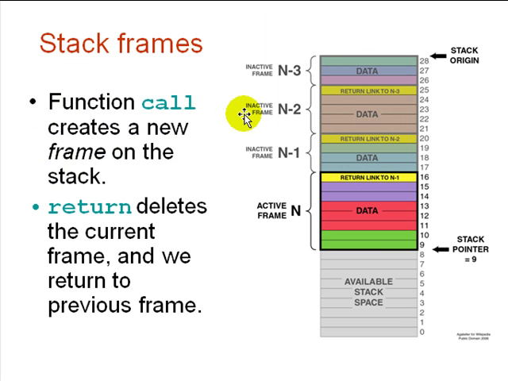So let's look at the stack frame. Every time you call a function, a new stack frame is created. And every time you return, the stack frame is deleted and we go back to the previous frame. So this is the stack space, and the stack pointer is pointing to the top of the stack. Currently you run the active frame, frame n. Below it is another function call, n-1, and you got called from n-2 and n-3. Start with n-3, call n-2, n-1 and n.